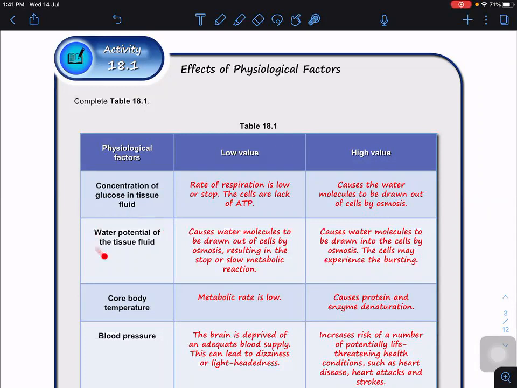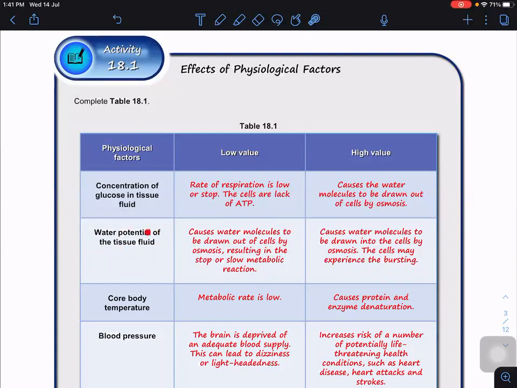So how about the water potential of the tissue fluids? When the water potential of tissue fluid is low, again, low water potential, it will cause the water molecule to be drawn out of the cells by osmosis. So it will stop or slow down the metabolic reaction, because the hydrolysis process requires water.